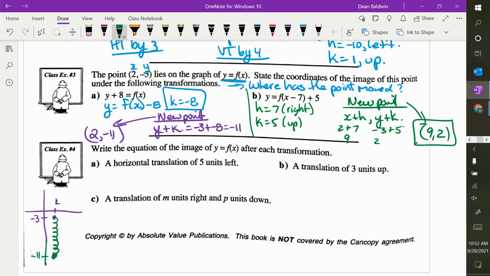Are we okay? Any questions so far? All right. Last couple questions before I give you some examples. So now they're going to tell us what to do. We got to write the equation.